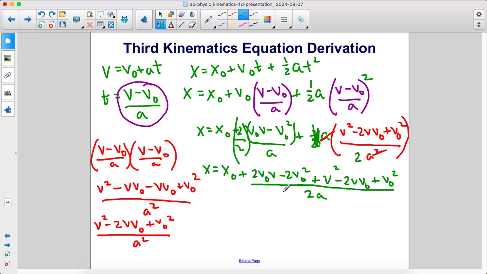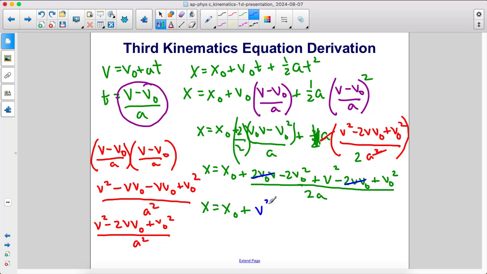Now we combine like terms. So we have x equals x naught plus, okay, we have 2v naught v here, and we have negative 2v naught v, right? Doesn't matter what order they're multiplied in. So that cancels with that. We have just one v squared.